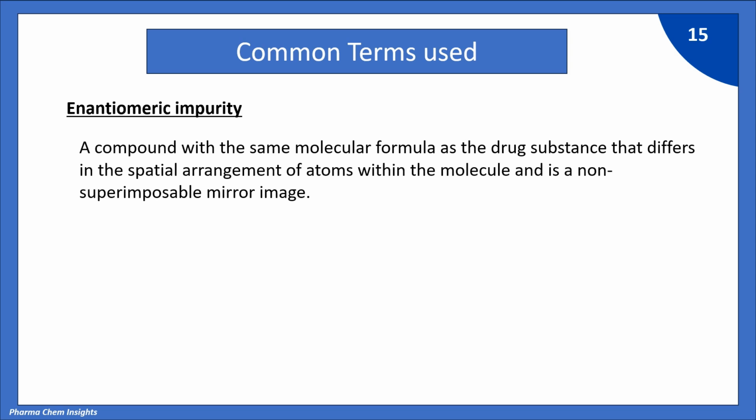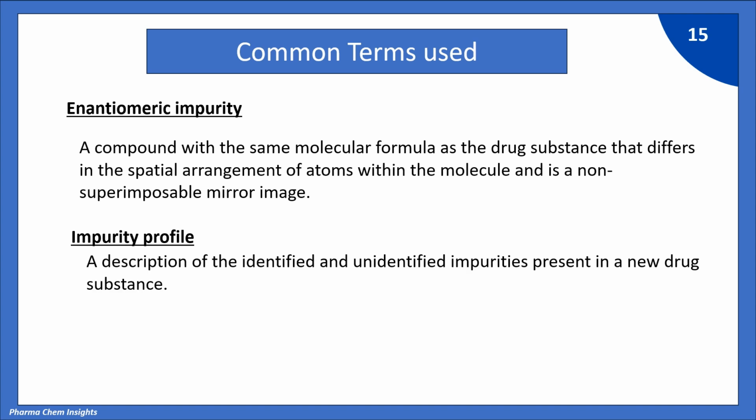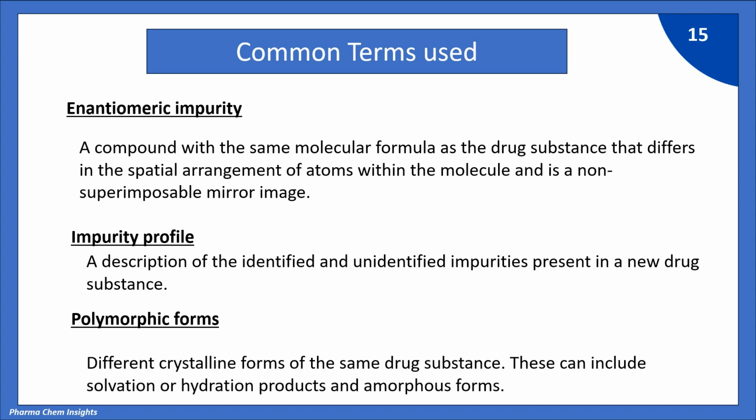Enantiomeric impurity. A compound with the same molecular formula as the drug substance that differs in the spatial arrangement of atoms within the molecule and is a non-superimposable mirror image is called an enantiomeric impurity. Impurity profile. A description of the identified and unidentified impurities present in a new drug substance is called impurity profile. Polymorphic forms. Different crystalline forms of the same drug substance are called polymorphic forms. This can include solvation or hydration products and amorphous forms.